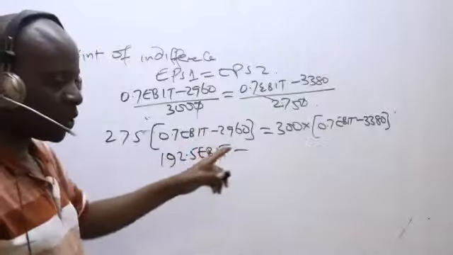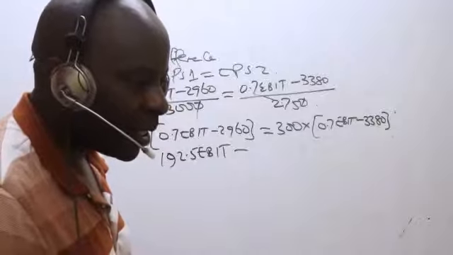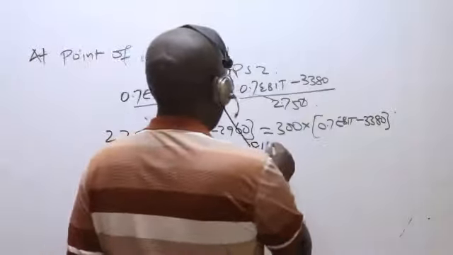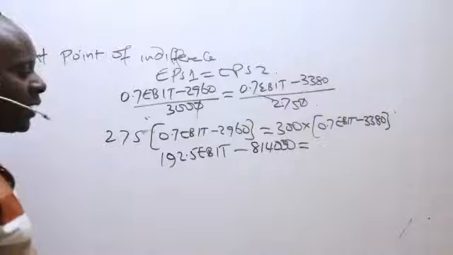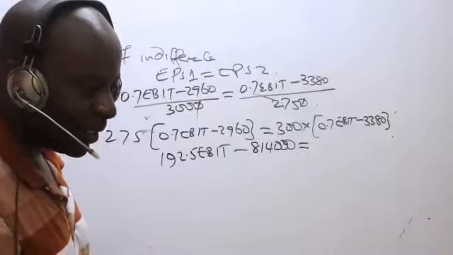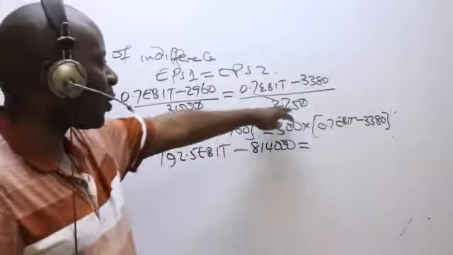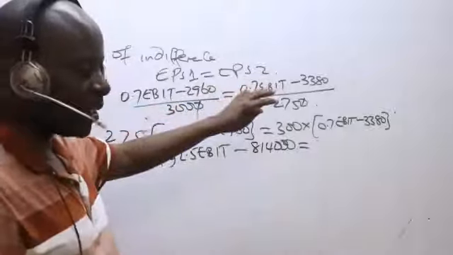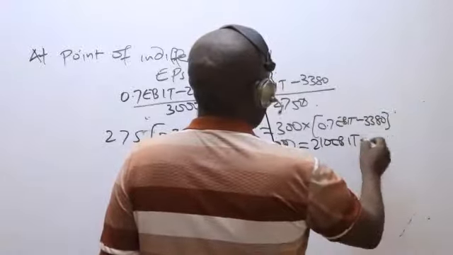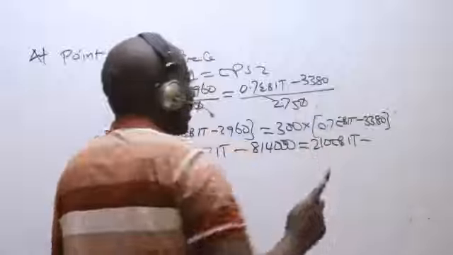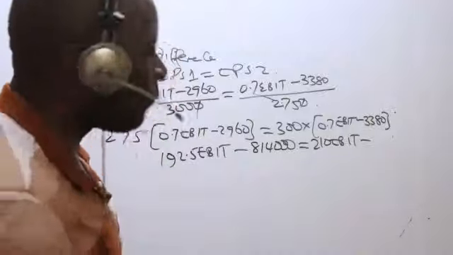275 times 2960 will give me what figure? 814,000. Equals, 300 times 0.7 gives me what figure? 210. Remember, I decided to cancel the zero. So 210 EBIT. And then lastly, we have 300 times this bad figure, 101,400.